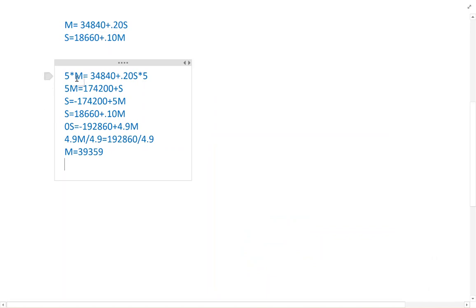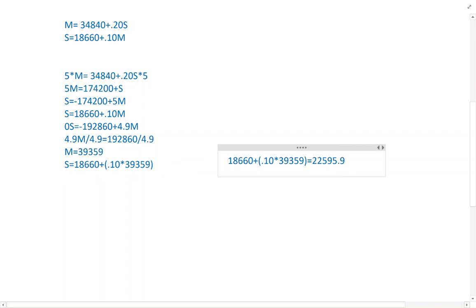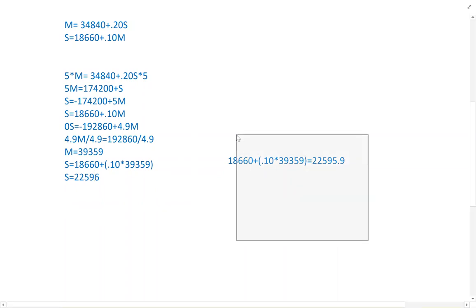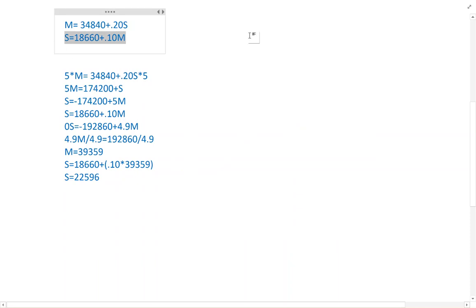Once I know the value of M, I can put it in the equation of S. So if you start with the equation of M, you will first find the value of M, and then you can put that value in the equation of S. You can directly find S. So if I put it here and put an equal sign, it will give me 22,596 if we round it off. S equals 22,596.